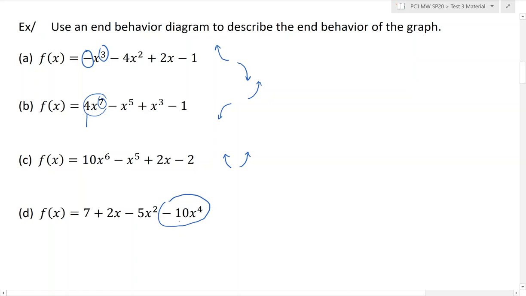So we have a negative coefficient and an even power, and that's going to give us the frowny face parabola type of shape. Okay, this is not a parabola, but it has the same type of end behavior as a negative coefficient parabola.